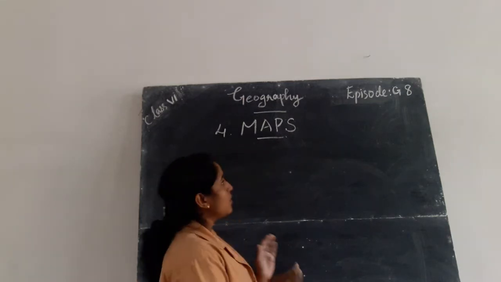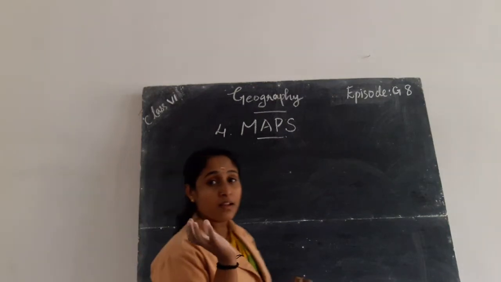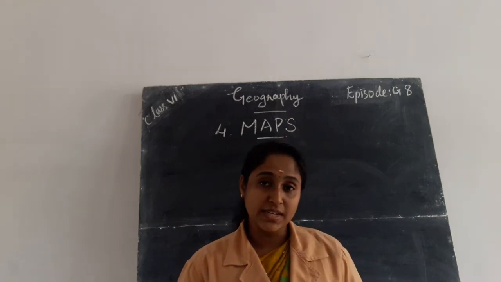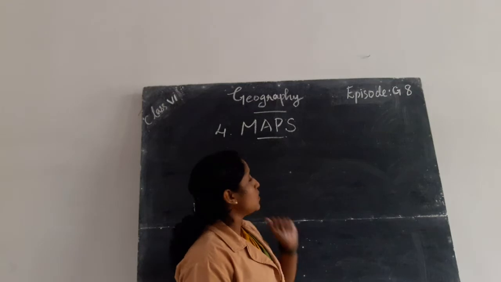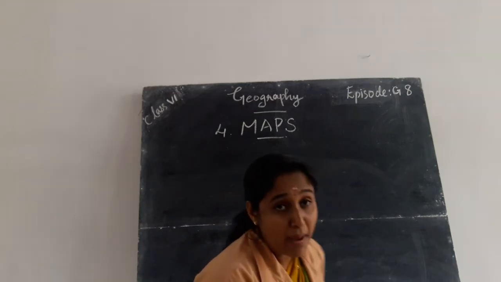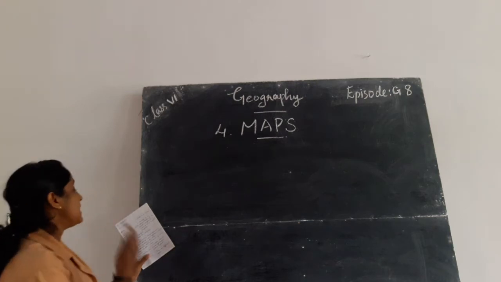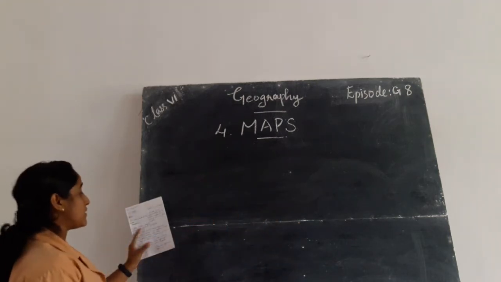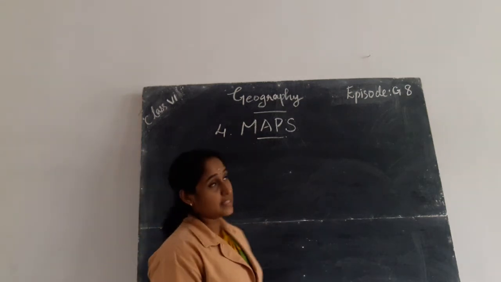So the map is mainly used for the study of a particular place like a country, state, district, town, village, etc. So what do you mean by map? A map is a representation of the earth's surface or a part of it on a flat surface.